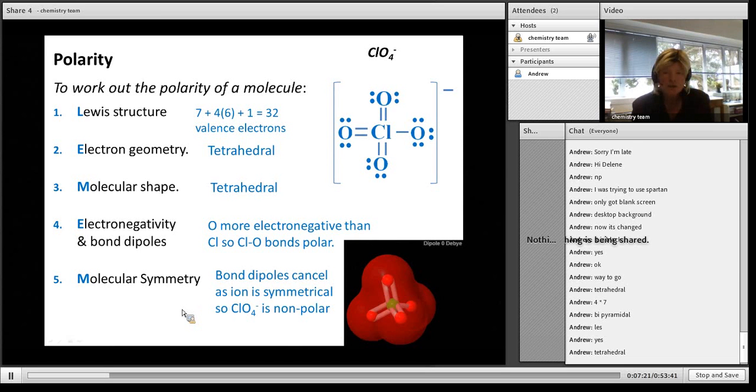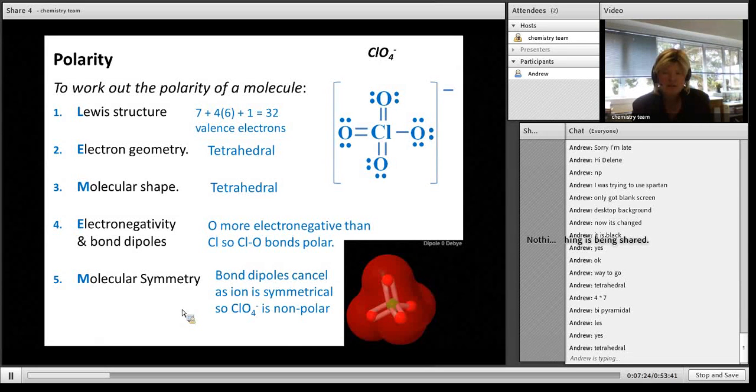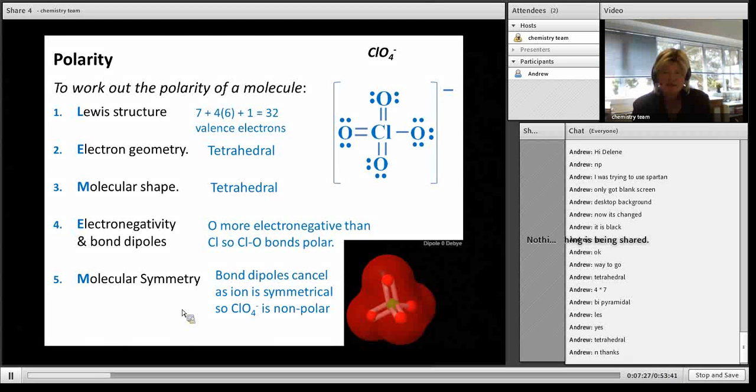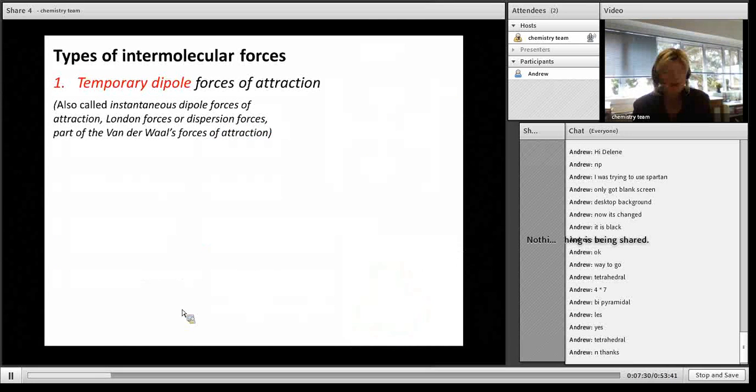Any questions so far? That's revision from the previous 2 lessons. No. Okay, so now we go to the forces of attraction. And the first one is the temporary dipole forces of attraction. There are 3 you have to learn.